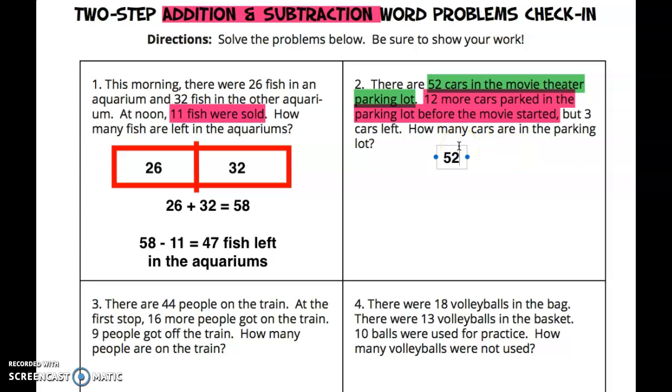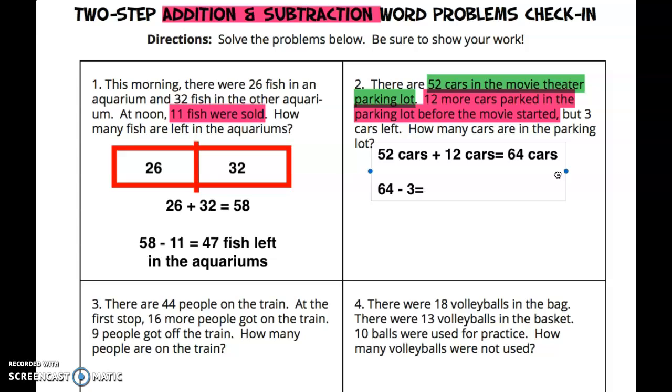So we started with 52 cars. And then 12 more cars parked in the parking lot. So it's 52 plus 12 cars. And what does that equal? 64. So now we have 64 cars, right? Because 52 plus 12 is 64. But 3 of the cars left. So now we have to take 64 minus 3. And what does that equal?